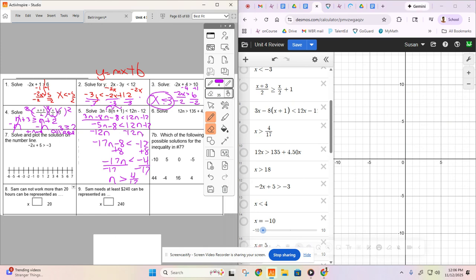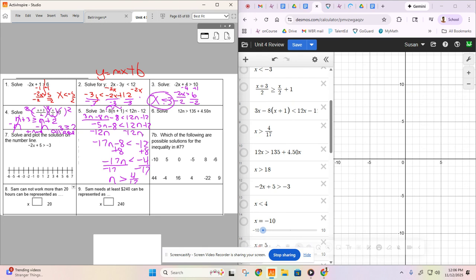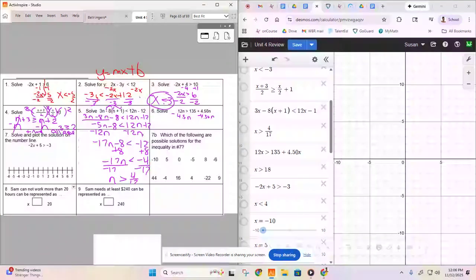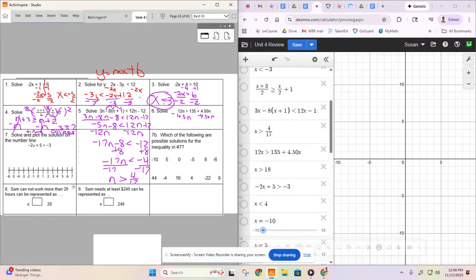The next one, I want to get the n's on the same side. I'm going to subtract 4.50n from both sides. And that gives me 7.5, I think it's a 7.5n is greater than 135. When I divide both sides by 7.5, I end up with n is greater than 18.